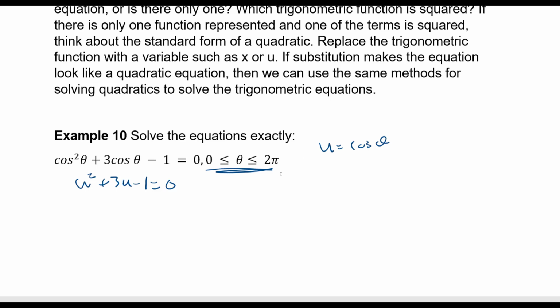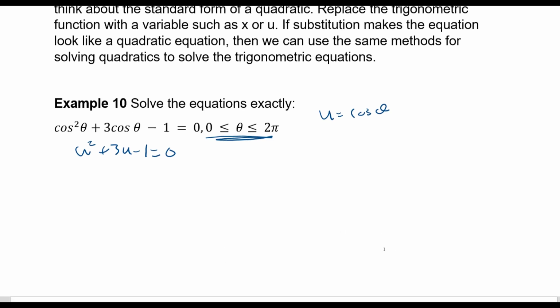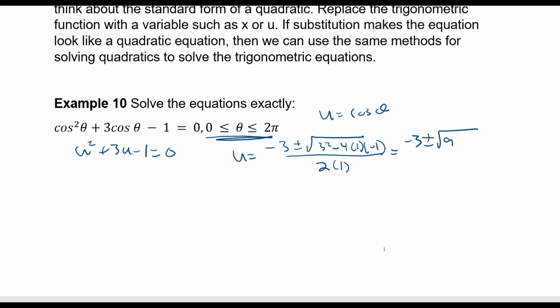That's a prime one. So what we're going to do is look at the quadratic formula, and I'm going to say u equals negative 3, so negative b, plus or minus the square root of b squared, so 3 squared, minus 4 times a, which is 1, times c, which is negative 1, all over 2 times a, which is 1. So we have negative 3 plus or minus the square root of 9 plus 4 over 2. So u equals negative 3 plus or minus the square root of 13 all over 2.